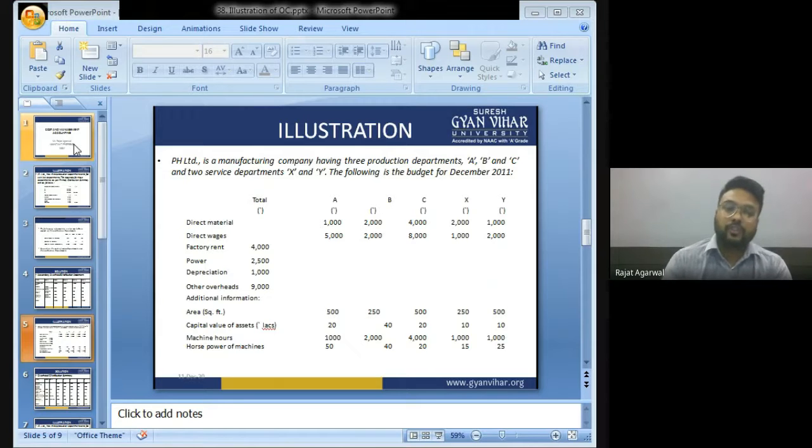So you have to distribute these expenses, that is factory rent, power, depreciation, overhead. You have to put these expenses in A, B, C, X, and Y. Let us do it now.